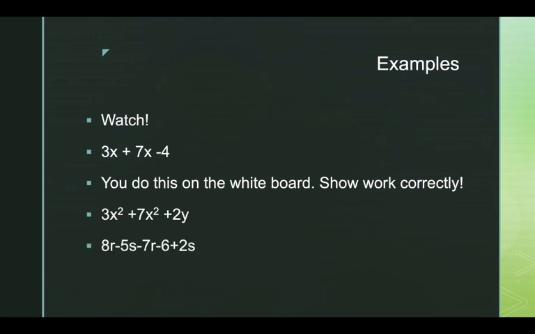Here we go. 8r minus 5s minus 7r plus 6 plus 2s. Please write that out and raise your whiteboard when you are done. What I like to do, since I only have one color, is underline those that go together, and then double underline the others to show that those go together, so that it helps me with my eyes to get it all together. With your pencil, you usually only have one color.